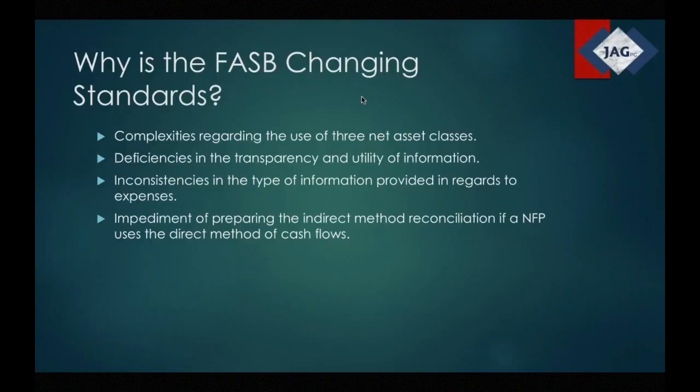The second reason they gave was that there are deficiencies in the transparency and utility of information useful in assessing the entity's liquidity, caused by potential misunderstandings and confusion about the term unrestricted net assets and how restrictions or limits imposed by donors, grantors, laws, contracts, and governing boards affect an entity's liquidity, classes of net assets, and financial statement performance. Basically, they were worried that people still are not understanding how liquid an organization is based on their financial statements.